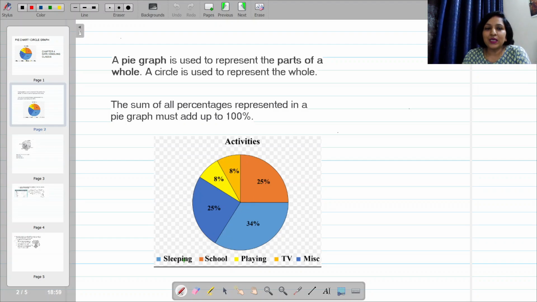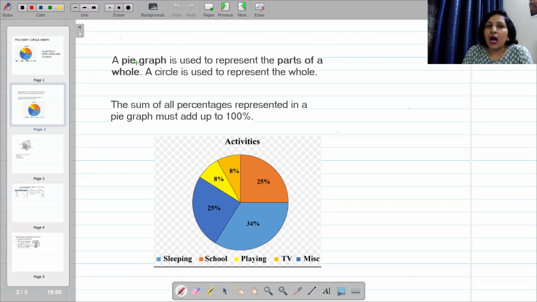For example, you can see in this particular circle, different colors are representing different things. For example, this color, this is sleeping. This color is school. Then we have playing, TV, and miscellaneous. So these are percentages of the activities or the time invested by a child in a particular day. Okay. So let us understand what information we can draw out of it.